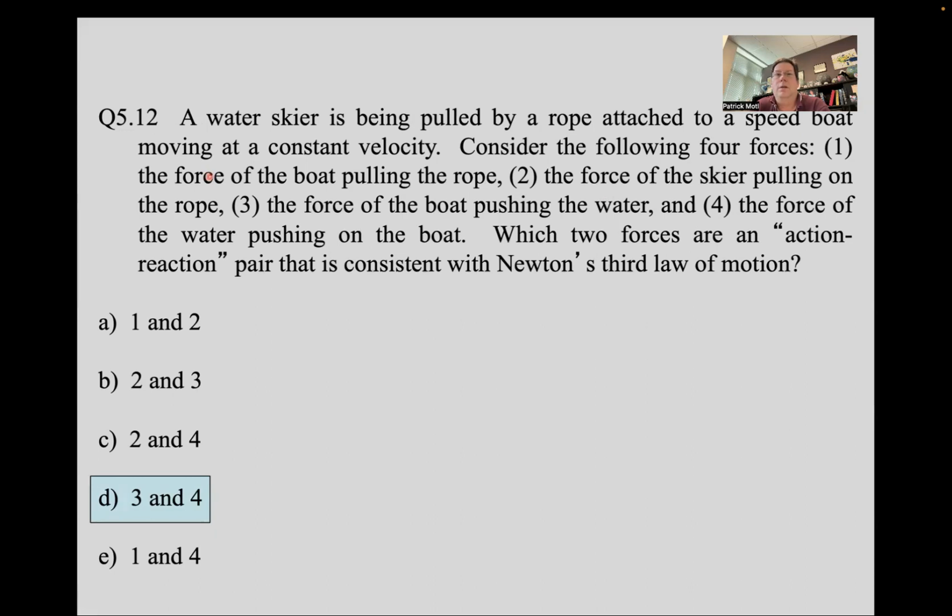Newton's third law guarantees that interaction pairs are equal and opposite, but that's going to be 2 objects interacting with one another. So the force of the boat pulling the rope would always be equal and opposite to the force of the rope pulling on the boat. And the one that is actually an interaction pair out of these 4 forces is the force of the boat pushing the water and the force of the water pushing on the boat. Those 2 are always equal and opposite. Okay.